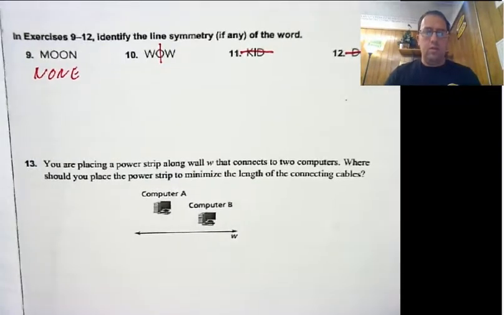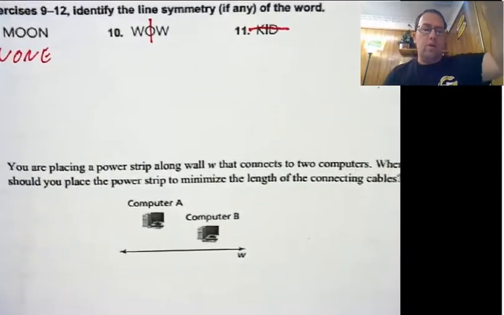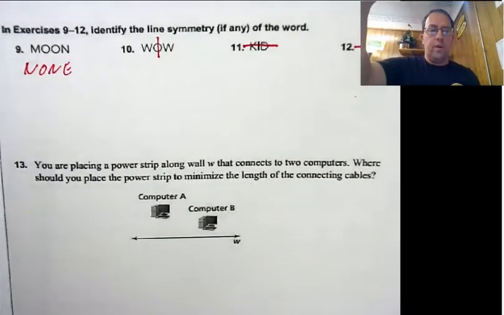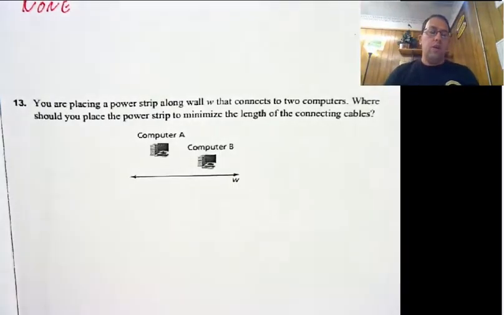13 is a little bit of an interesting use of reflections. And what we have here, and I need to zoom out, there we go. We want to place a power strip along wall W that's going to connect to computers. We want to know where we can put this so that we have the least amount of cord, all right? Because we don't want a whole bunch of cords stretched out everywhere to trip over, right? So here's how this works. It's a little odd, but that's okay.